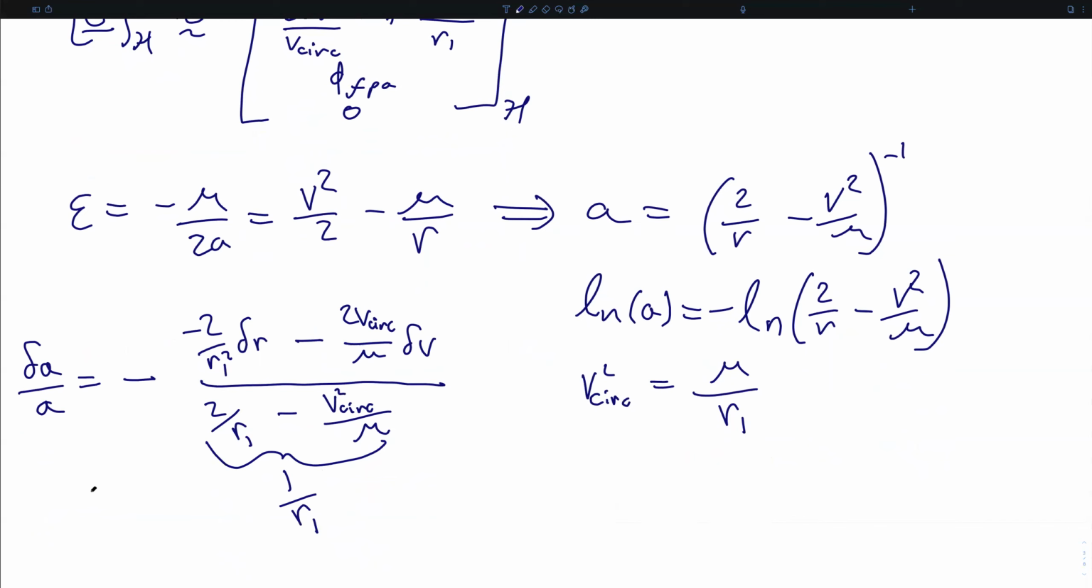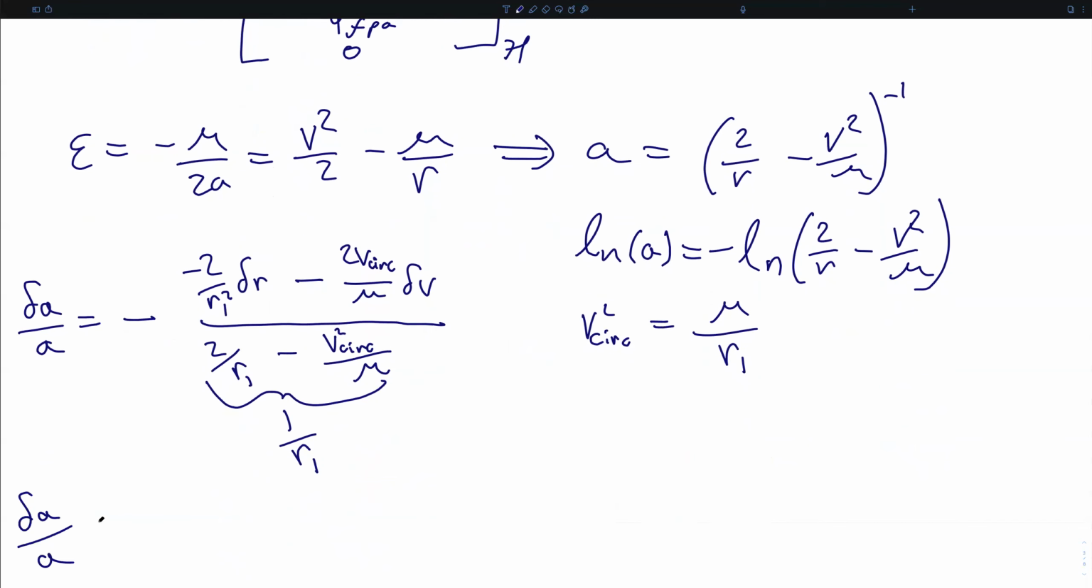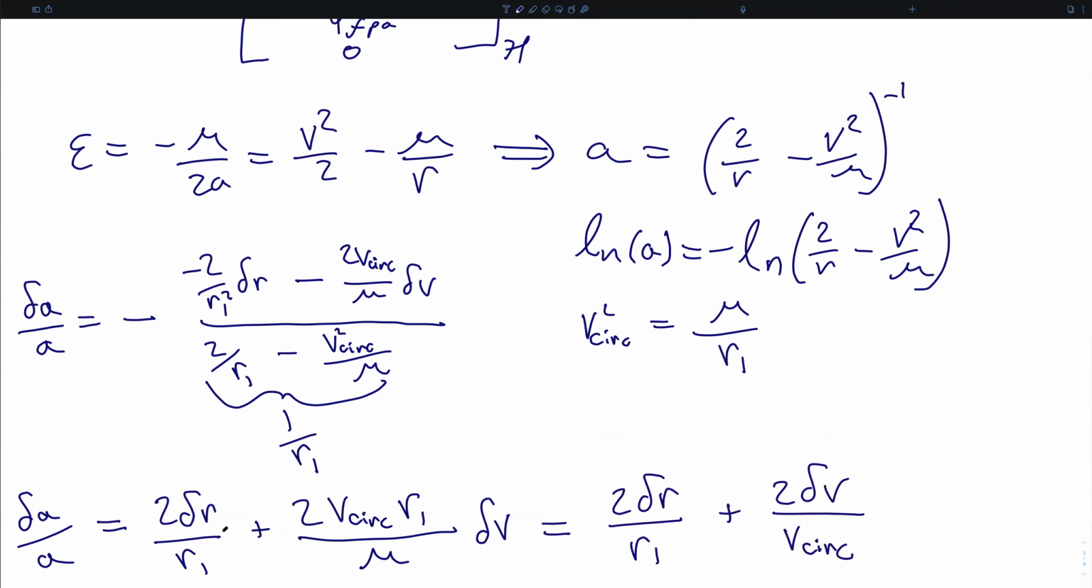This allows us to rewrite this differential expression as 2 delta r over r1 plus 2 times the circular orbit velocity times r1 over mu, all times delta v. As a final simplifying step, we notice that this r1 over mu term is the reciprocal of the circular orbit velocity squared, and so we can finally rewrite this expression as, so the variation of the semi-major axis scaled by the semi-major axis is equivalent to twice the variation in the orbital radius scaled by the original circular orbit radius plus twice the variation in the orbital velocity scaled by the original circular orbit velocity.